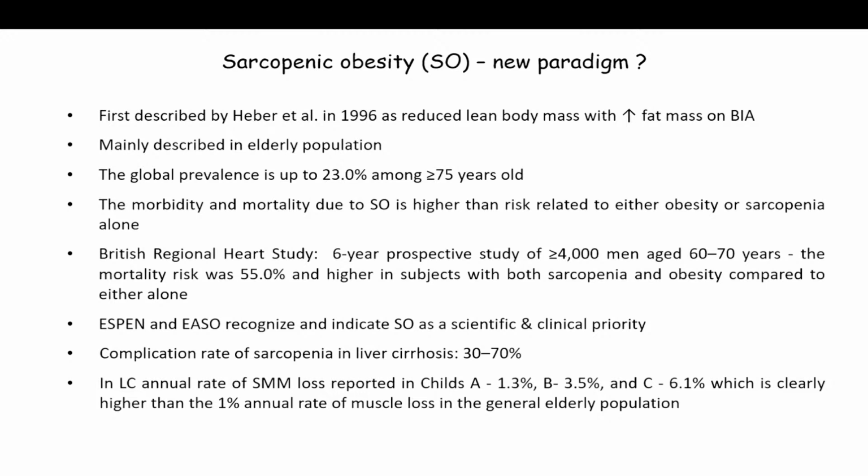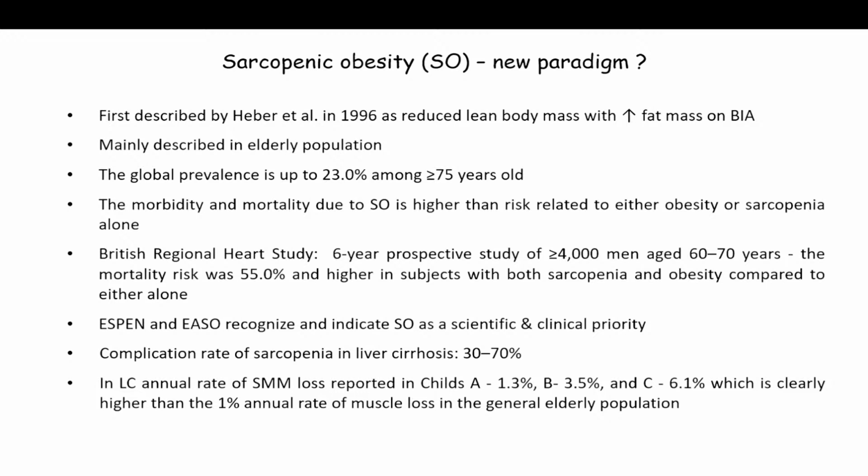The morbidity and mortality due to sarcopenic obesity is higher than the risk related to either obesity or sarcopenia alone. The British Regional Heart Study, which studied more than 4,000 patients, has shown that the mortality risk was 55% higher in subjects with both sarcopenia and obesity compared to either alone. ESPEN and the European Association for the Study of Sarcopenia recognize sarcopenic obesity as a scientific and clinical priority, and the complication rate of sarcopenia in liver cirrhosis, as we know, is fairly high.